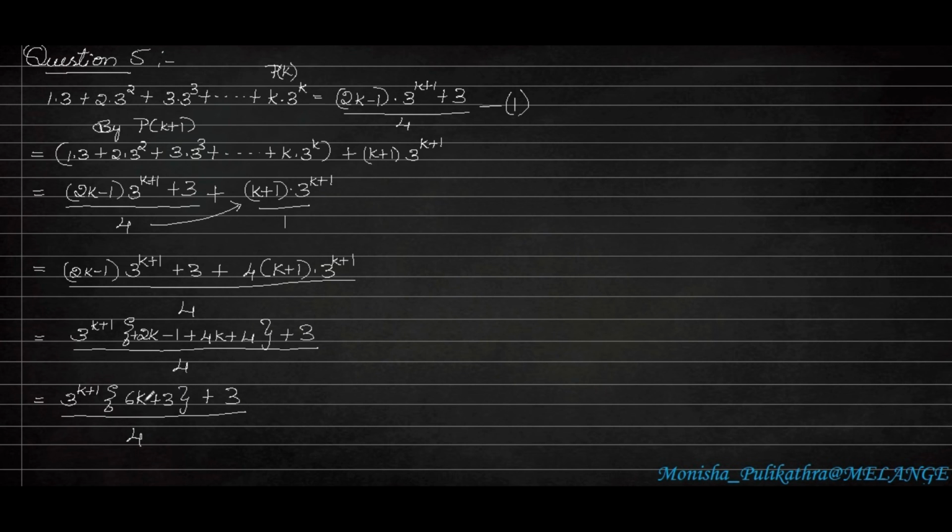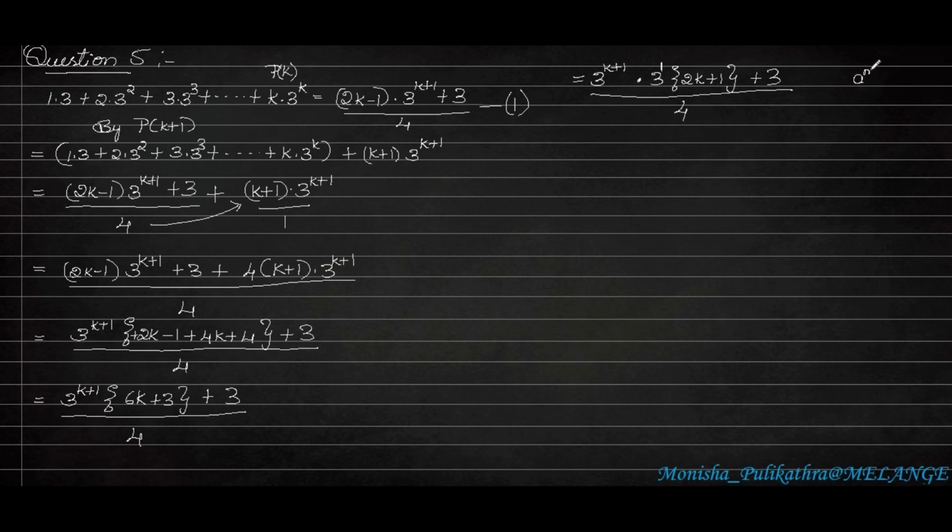In this term 3 is common in both numbers: 3 2s are 6 and 3 1s are 3. So we can take 3 common here. So 3 to the power of k plus 1 into, taking 3 common, the remaining will be 3 2s are 6, so 2k plus 1, plus 3 written as it is, and whole divided by 4. Here 3 means the exponent will be 1.